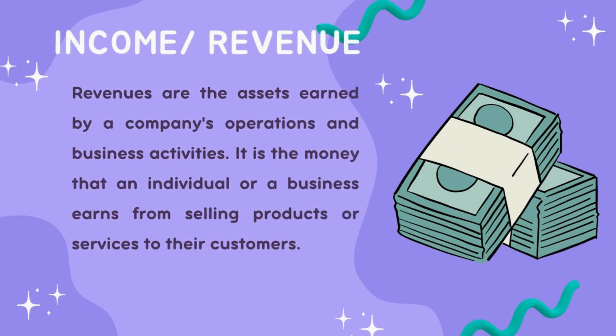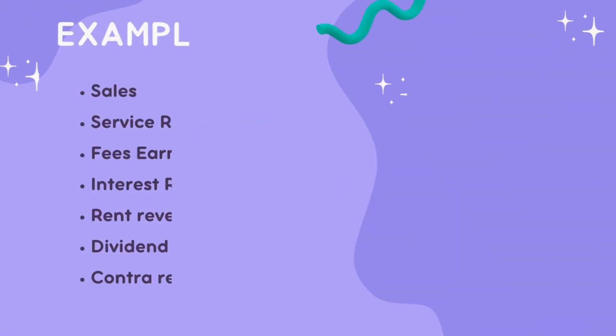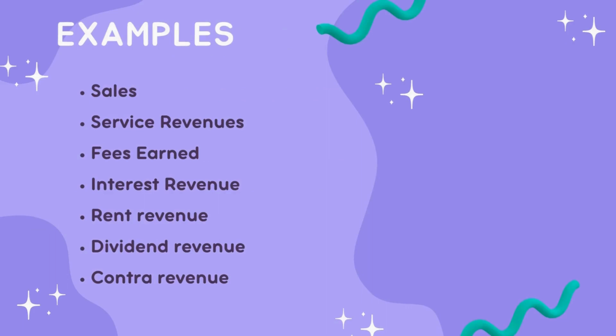Income or revenue. Revenues are the assets earned by a company's operations and business activities. It is the money that an individual or a business earns from selling products or services to their customers. Examples of income or revenue: sales, service revenues, fees earned, interest revenue, rent revenue, dividend revenue, and contra revenue.